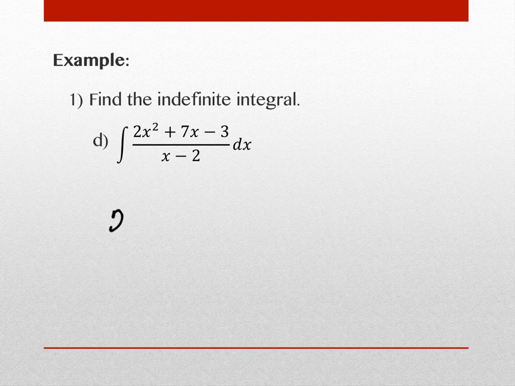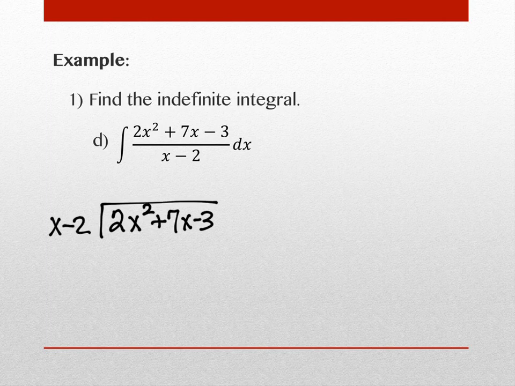All right, so we're going to take the 2x squared plus 7x minus 3, and we're going to divide it by x minus 2. Okay, long division with polynomials is actually easier than long division with numbers because everything goes in perfectly until you get a remainder at the end. That part's really nice because long division with numbers doesn't do that.